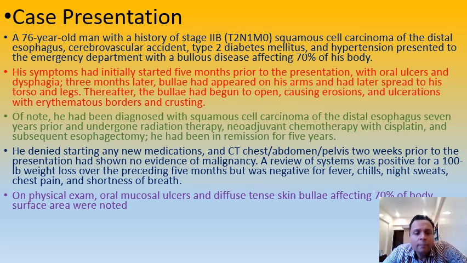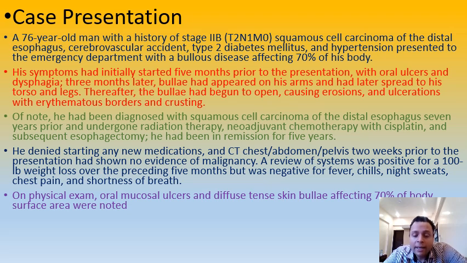Of note, he had been diagnosed with squamous cell carcinoma of the distal esophagus 7 years prior and had undergone radiation therapy, neoadjuvant therapy with cisplatin, and subsequent esophagectomy. He had been in remission for 5 years. He denied starting new medicines. You want to rule out new medicines, because a drug-induced cause can be there. CT chest and abdomen, 2 weeks prior to the presentation, showed no malignancy. Meaning there is no other malignancy except this squamous cell carcinoma.